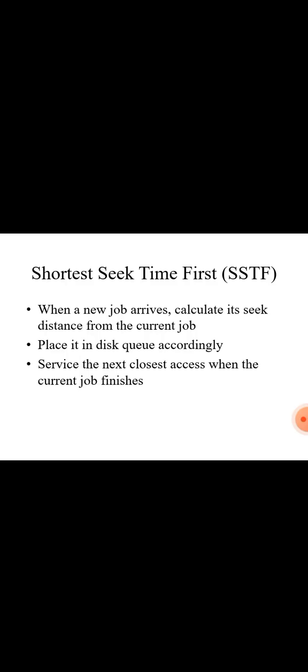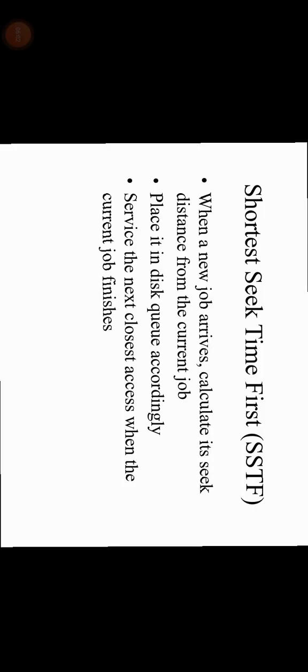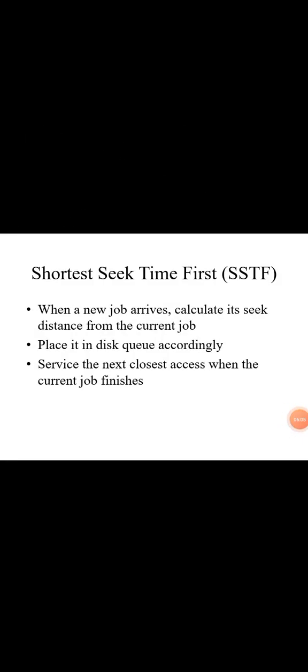In first in first out, the first string goes to the memory space and allocates the memory space. But in SSTF, it is based on the shortest time of the process. When a new job arrives, calculate its seek distance from the current job and place it in the disk queue accordingly. Service the next closest access when the current job finishes.